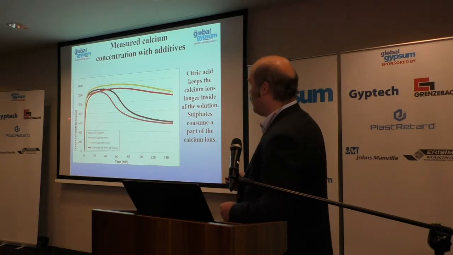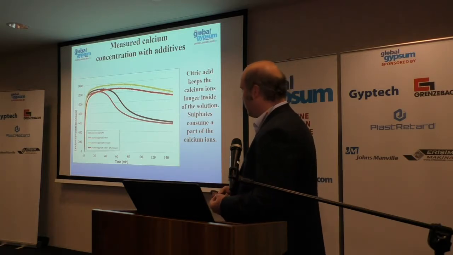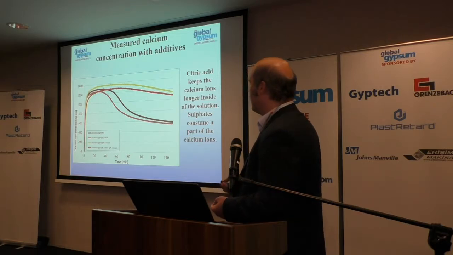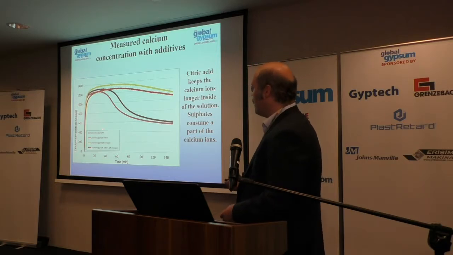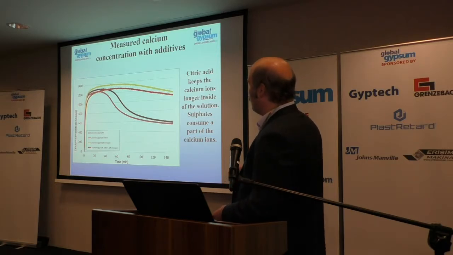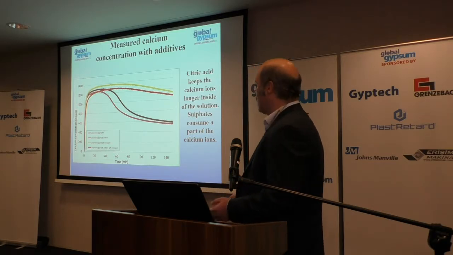It's really interesting. You keep the calcium concentration longer inside of the solution. I expect that the citric acid collects calcium ions first, and then when you reach the seeding process, and you have gypsum crystals, the citric acid chooses to be on the gypsum crystal and gives the calcium ion free for the solution again. It's the reason why the concentration stays higher here. And same effect if you add some potassium sulfate, you have a lower concentration because sulfate is collecting some of these calcium ions.